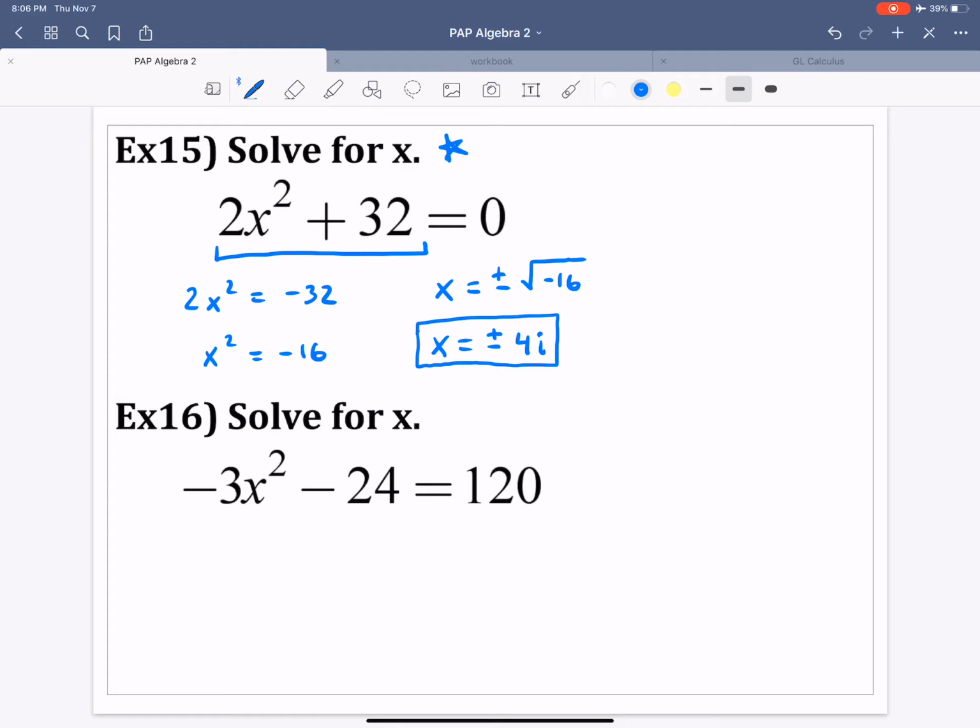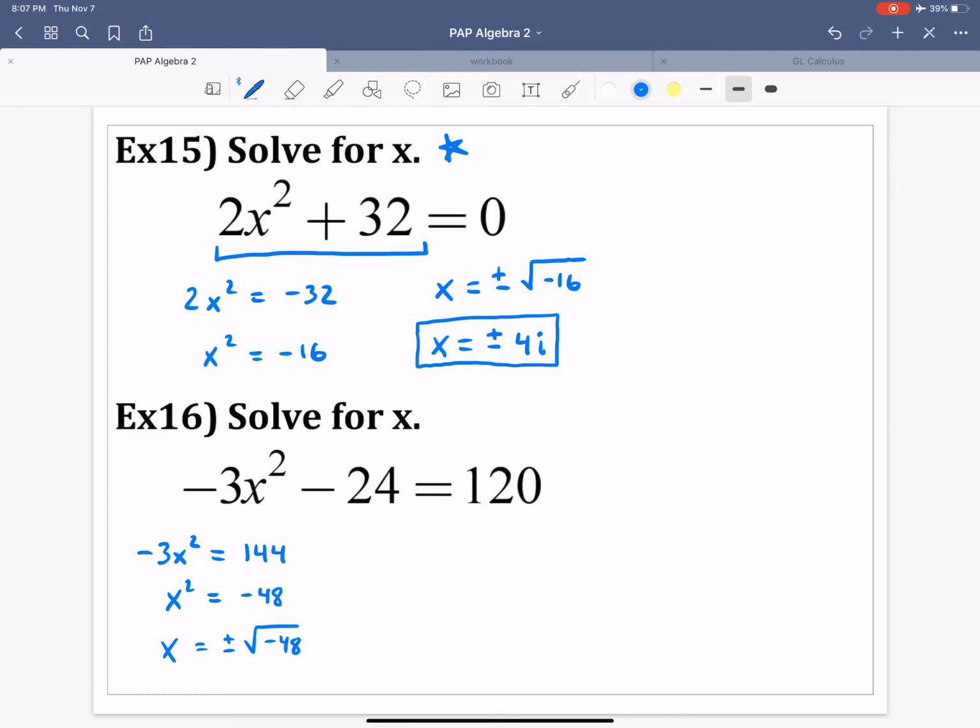Okay, hopefully you actually tried that. I'm going to go pretty quickly through this one and show you what you should have had. So we have negative 3x squared equals 144, as I added 24 on both sides. And then I divide both sides by negative 3, and I get x squared equals negative 48. Okay, so then I take the square root of both sides. And remember, when you take the square root of both sides, you need a plus or minus in front of your radical. Check your work. Did you do that? A lot of people forget that. I'm telling you, a lot of people are going to miss points because they forget their plus or minus sign.